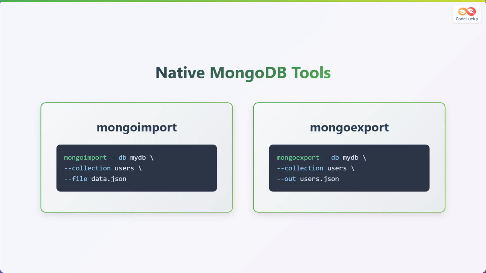The second tool is mongoexport. This command extracts data from MongoDB and saves it to a file. For example, mongoexport --database my database --collection users --out users.json.